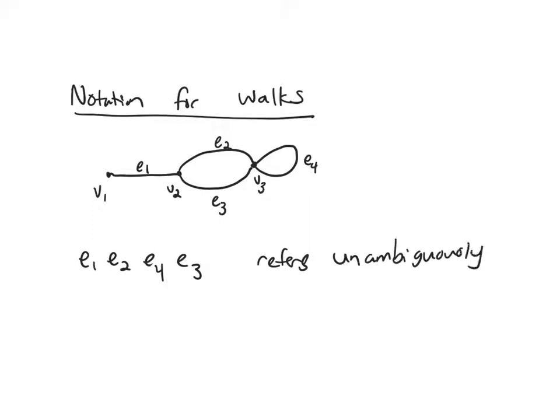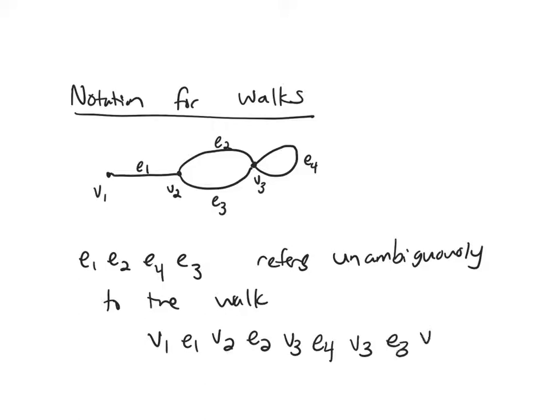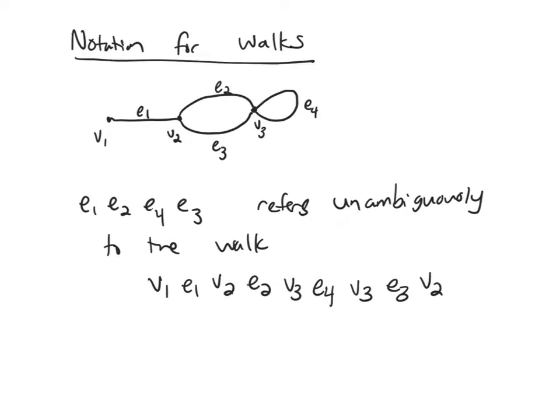unambiguously to the walk. So in order to go from edge 1 to edge 2, you would have to go from vertex 1, edge 1, to vertex 2, edge 2, vertex 3, edge 4, to vertex 3, to edge 3, to vertex 2. So this refers to the walk from vertex 1 to vertex 2.